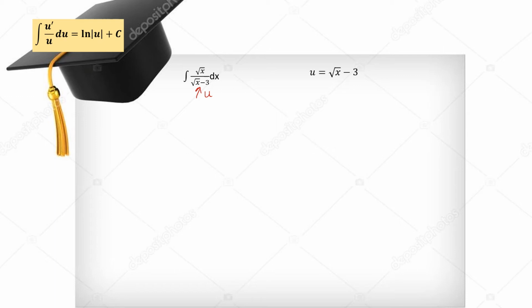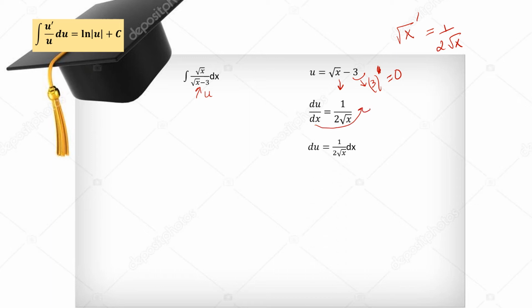So you all know that the derivative of root x is 1 over 2 square root x. So du by dx will be equal to 1 over 2 square root x, and the derivative of 3 is 0, so no need to write the 0. Now once it is done, bring the dx on the other side. So you will get du equals 1 over 2 root x times dx.